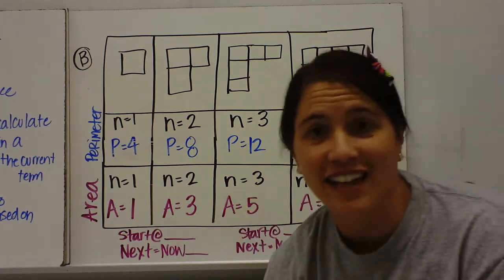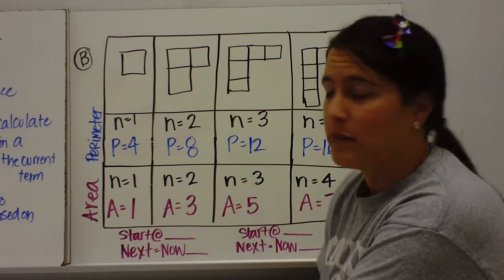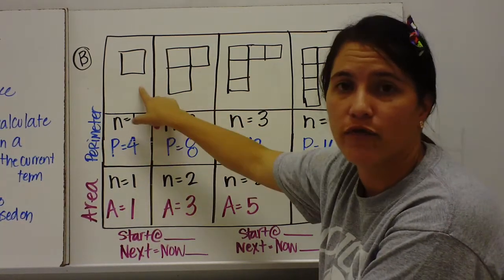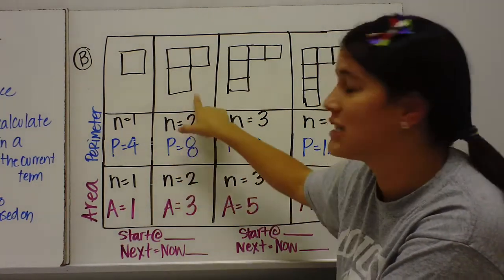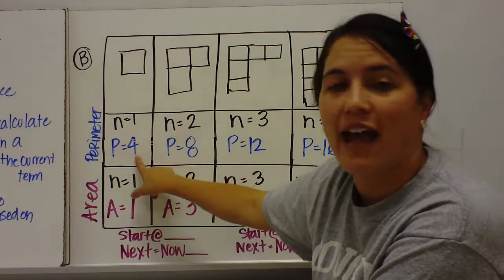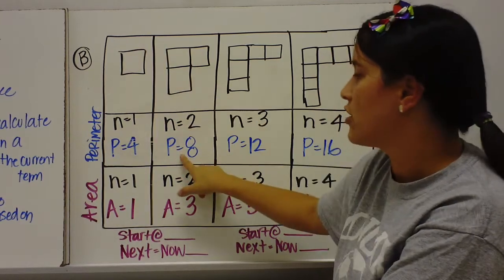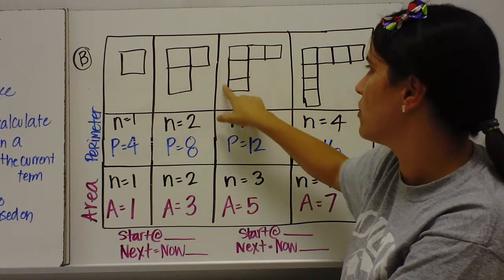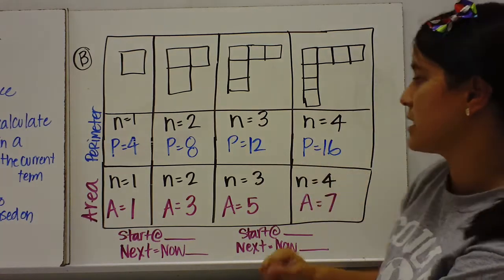Now, pause it, get this down, it's a lot. In this example, again, it's a visual pattern, but I'm showing you the perimeter and the area. So we have squares. N is the term: first term, second term, third term, fourth term. It doesn't mean number of squares, because this is the second term, but there are 3 squares. We have to look at the perimeter for our equation. The perimeter here is 4, because there's 4 sides. The perimeter here is 8. 1, 2, 3, 4, 5, 6, 7, 8. Then 12, and the perimeter is 16.